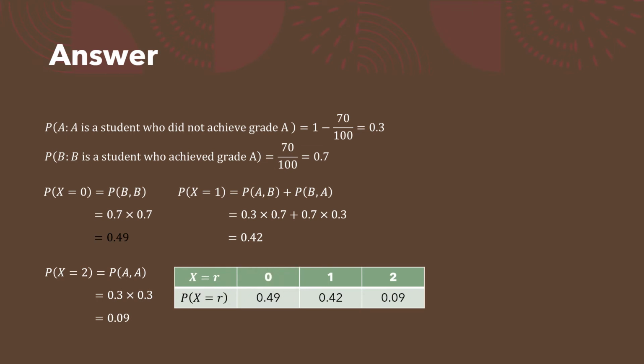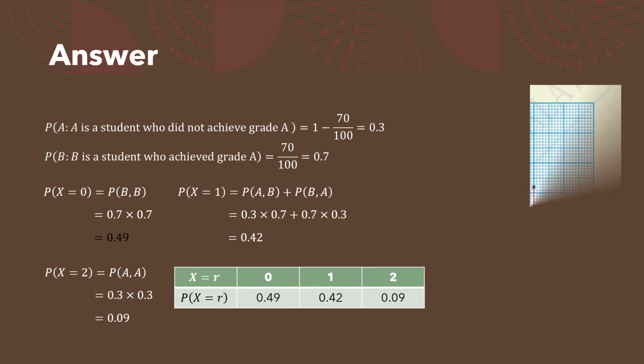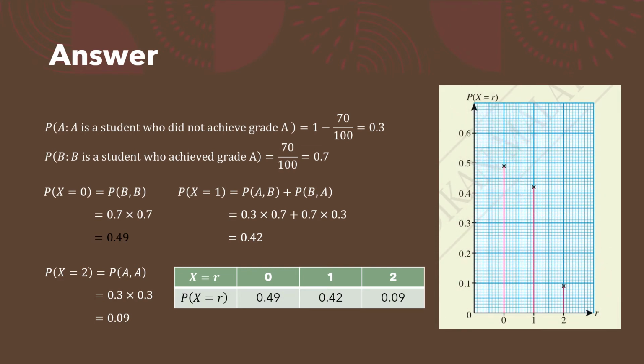Okay, for 0, 1, 2, the maximum is 2 because the number of trials is 2. Then you represent it using a table. Here you can see the graph should not be connected with each other, because this is a discrete random variable.